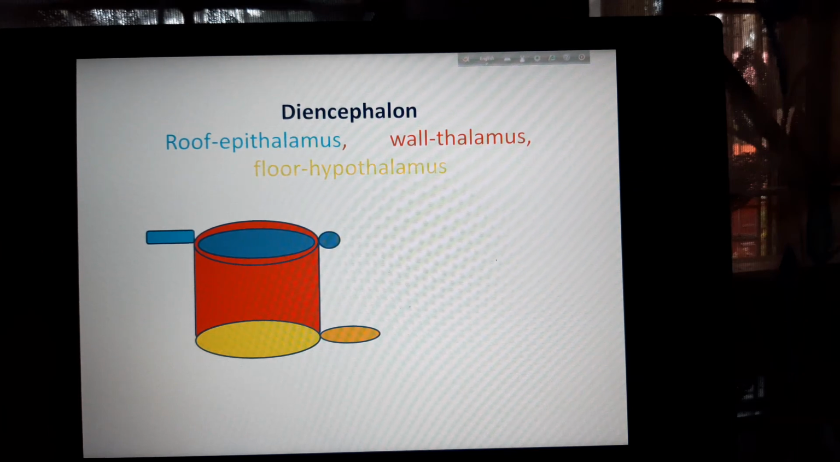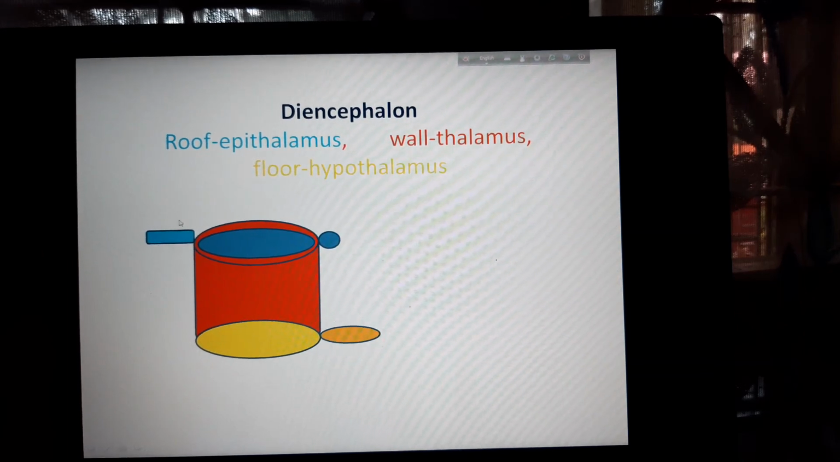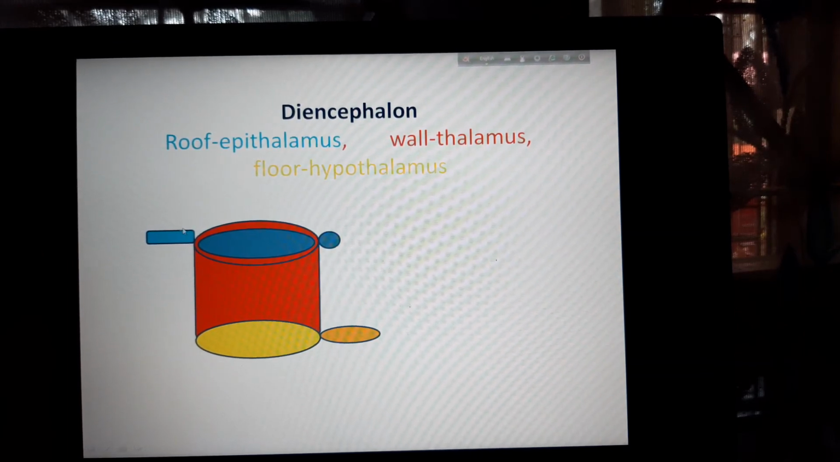Anterior side of the epithalamus. This is the epithalamus. The anterior side of the epithalamus is folded and connected with the piameter, which means the third layer of the meninx. The anterior side of the epithalamus is joined with the piameter of the meninx by the anterior choroid plexus. And the posterior side is provided with the pineal gland. Next, the wall is called the thalamus, and the thalamus acts as a relay station, and the floor is called the hypothalamus.